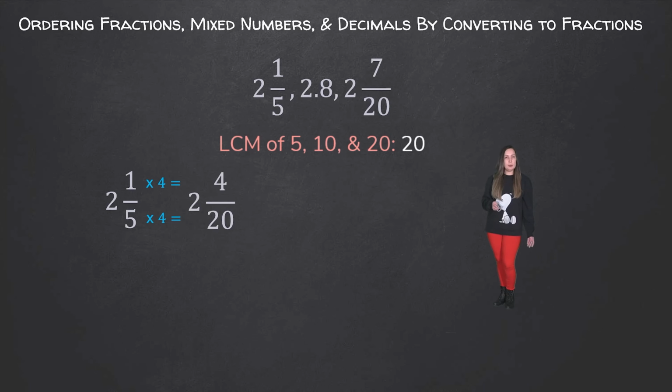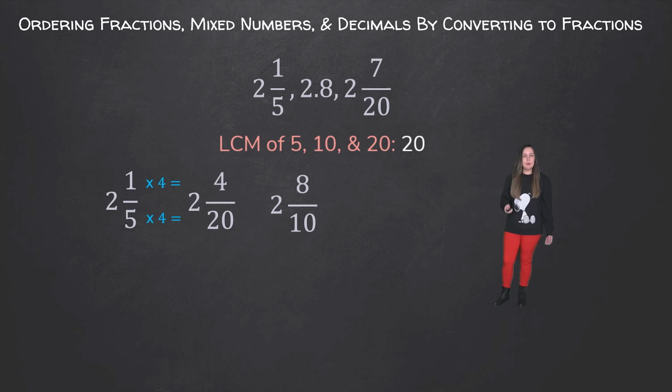Now our whole number stays the same, but for our numerator, 1 times 4 is equal to 4, and for our denominator, 5 times 4 is equal to 20. Then we have 2 and 8 tenths. In order to get a denominator of 20, we have to multiply 10 by 2. Whatever we do to the denominator, we must do to the numerator as well.